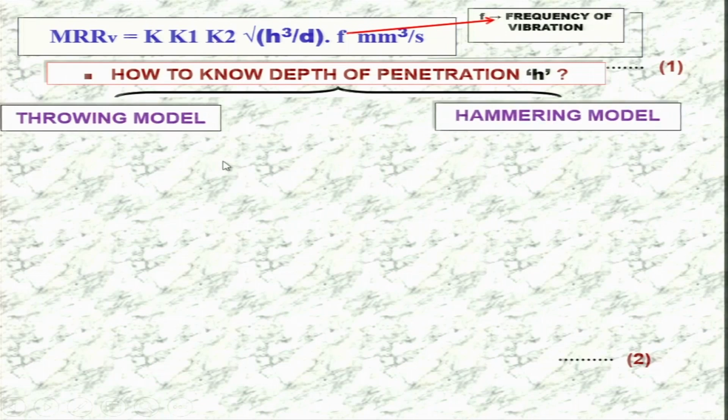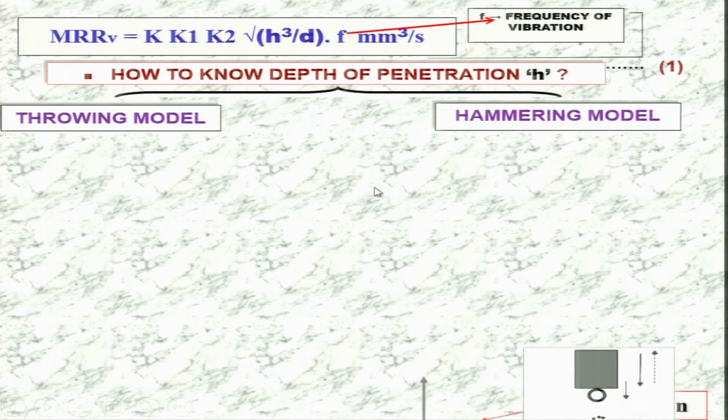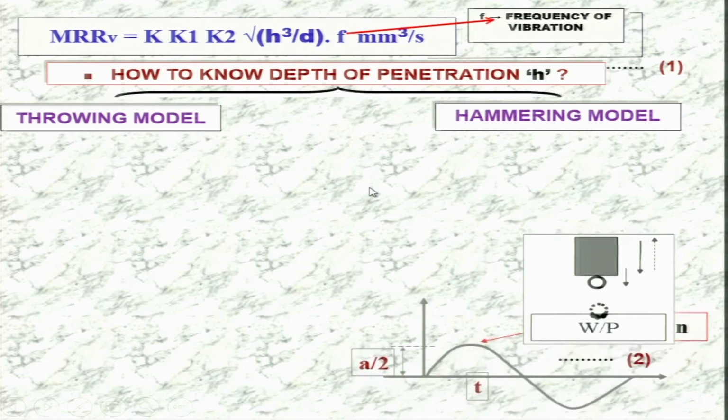Now two models, as I mentioned in the beginning, have been proposed by Shaw, the throwing model and the hammering model. Now please understand it carefully.